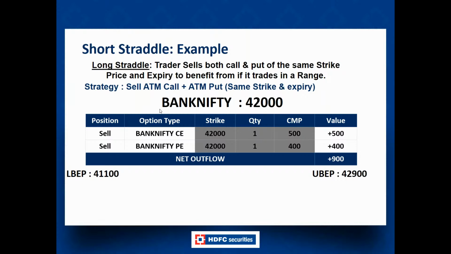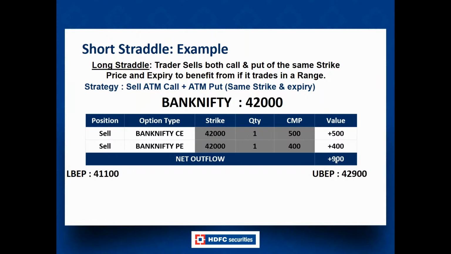expiry. Here I have taken an example of Bank Nifty, which is currently quoting, suppose, at 42,000. So I sell the 42,000 call and the 42,000 put of the same expiry and the same strike price. I will receive 500 rupees by selling the 42,000 call, and I will receive 400 rupees by selling the 42,000 put. So net I will be receiving 900 rupees by selling this 42,000 call and put of Bank Nifty of the same expiry. Now what will be my break even? Suppose it closes... Now you have to make sure the market consolidates between this level.